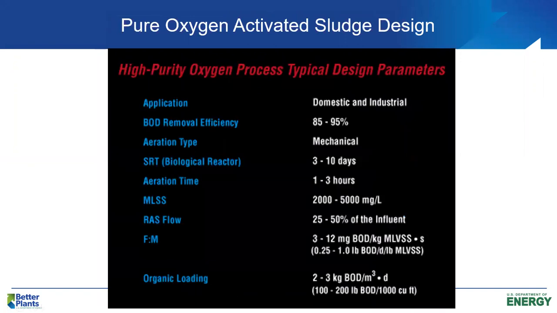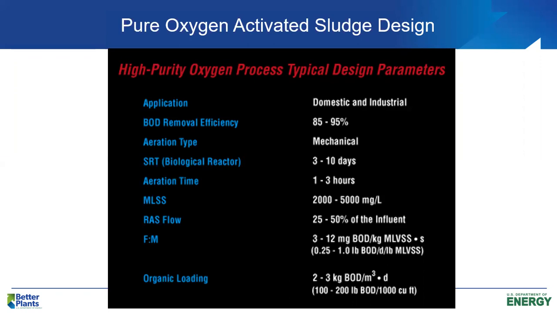Some of the design information: typically these are considered high rate activated sludge. We operate the reactor at a very high organic loading rate, about 100 to 200 pounds of BOD per day per 1,000 cubic feet of reactor volume, and a 25 to 50% return sludge flow rate or ratio, and then mixed liquor solids usually somewhere around 3,000 milligrams per liter. We have a short hydraulic detention time in the reactor, and I typically would suggest a sludge age in the range of about 3 to 6, 3 to 7 days.